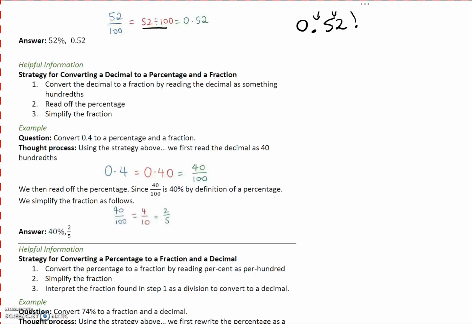Next one, strategy for converting a decimal to a percentage and a fraction. So we convert the decimal to a fraction by reading the decimal as something hundredths. That'll make sense when we go through the example. You read off the percentage and you simplify the fraction. All right, so 0.4, we know that's 4 tenths. But you need to convert that into hundredths. So 4 tenths is actually 40 hundredths.